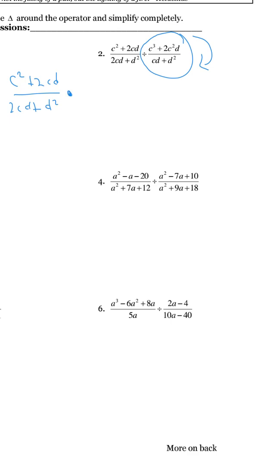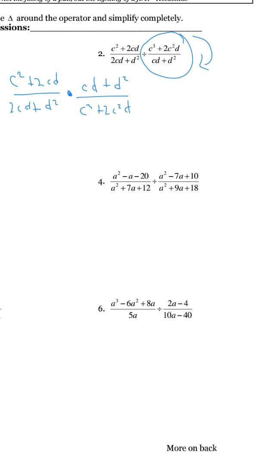Change to a multiplication problem. So instead of division, we want multiplication. And in order to do that, we have to flip the entire second fraction. c³ + 2c²d all moves to the bottom. And there you have it. Now we just go through the steps like we just did with multiplication.